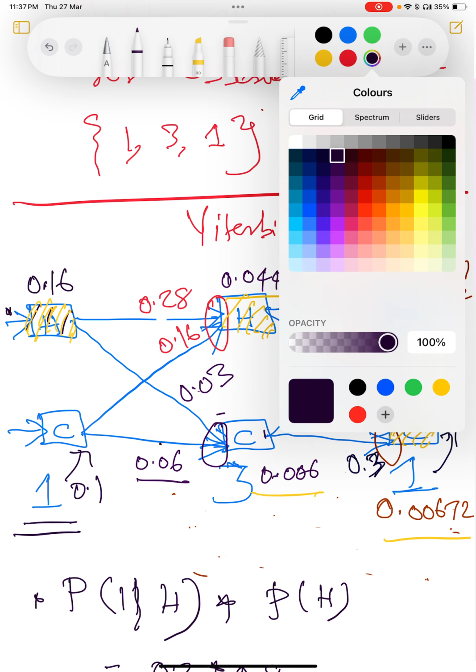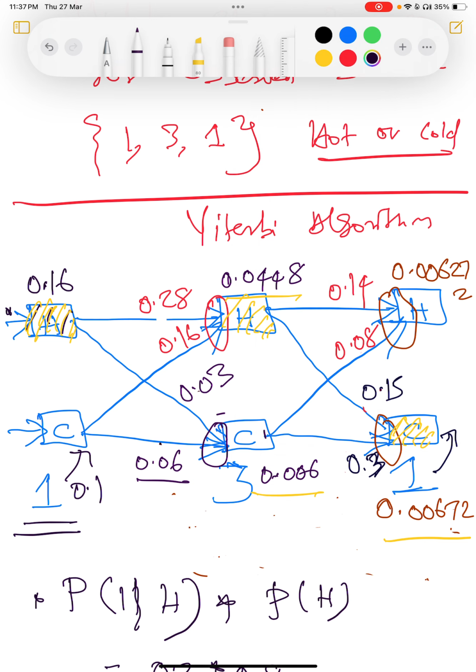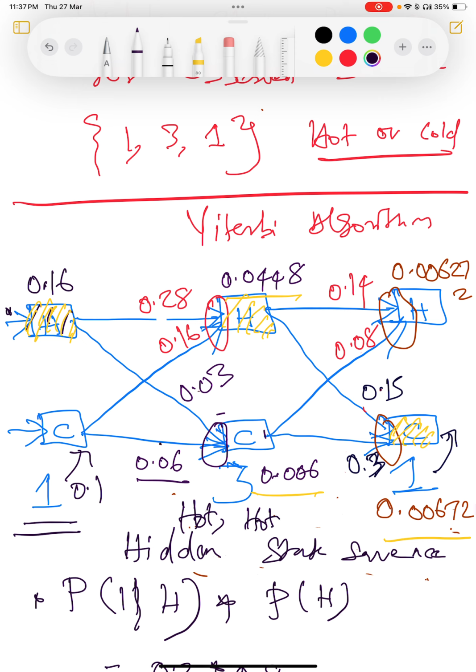So the hidden state sequence for 131 is hot, cold, hot. We concluded this.